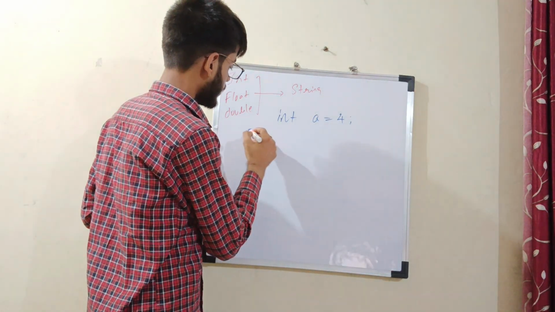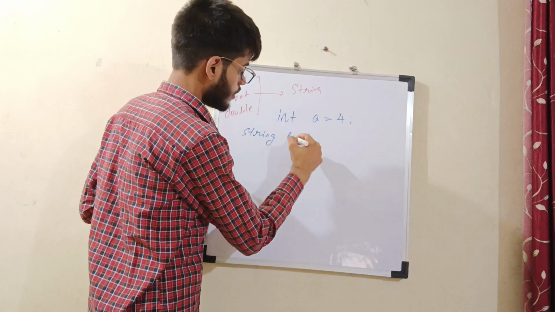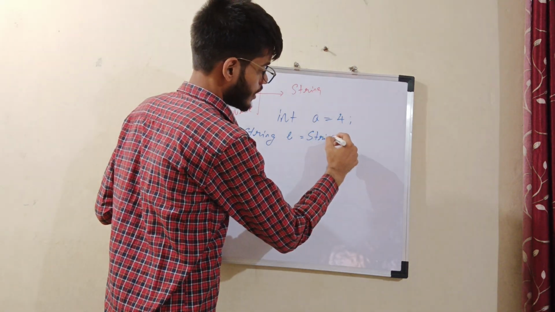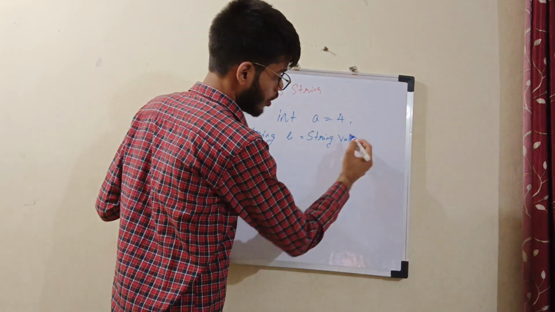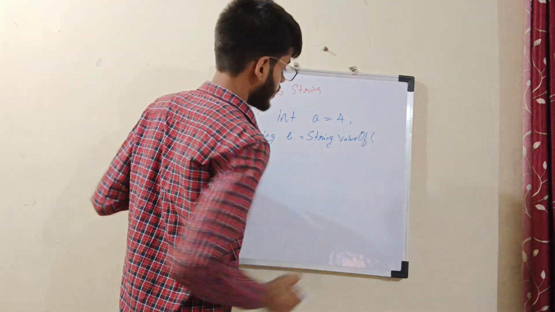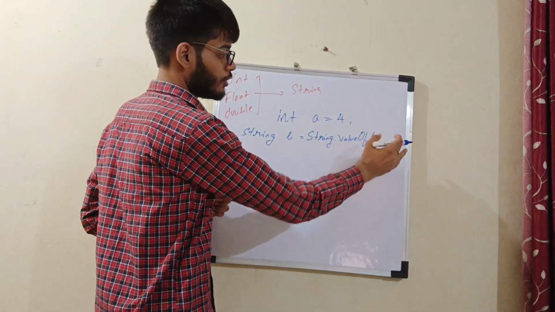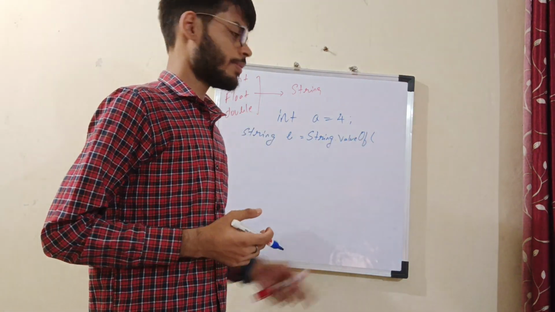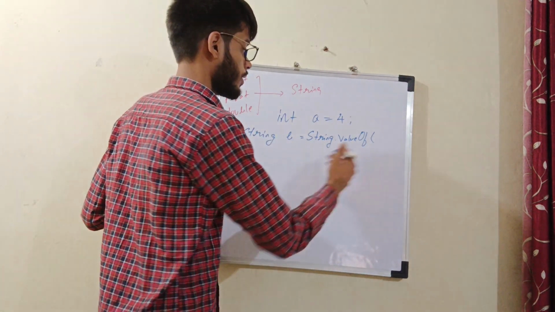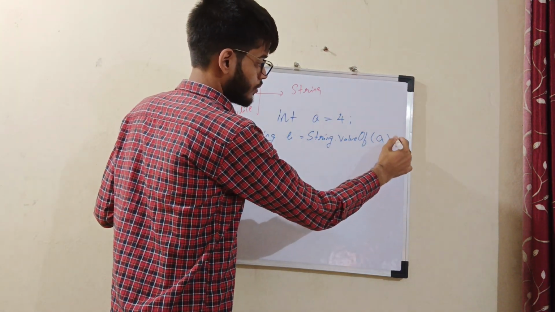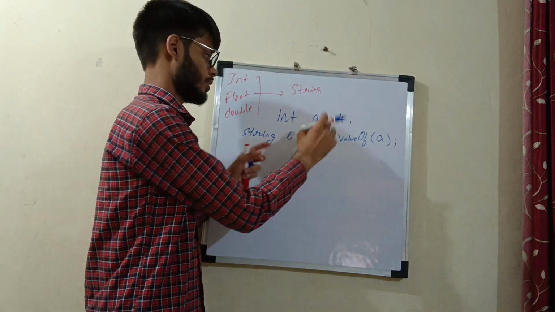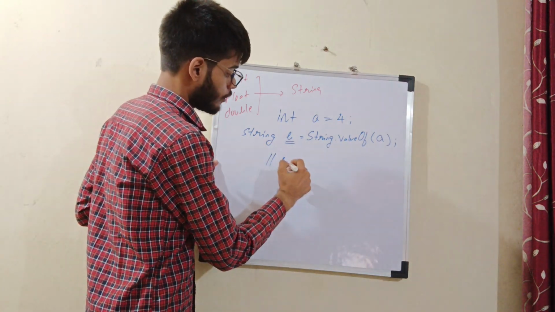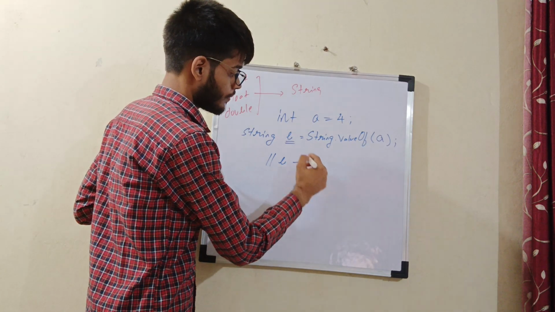So let's say string b is equals to, so you have this method string dot valueOf method. String dot valueOf, v is small and O is capital O here. String dot valueOf, and you will pass, let's say if you have integer value then you will pass it over here. If you have a floating value then you can pass it over here, and same goes for the double. String dot valueOf a. So yes, now basically we have got the 4 as a string inside b. If you print the value for b, you will get 4 as a string.